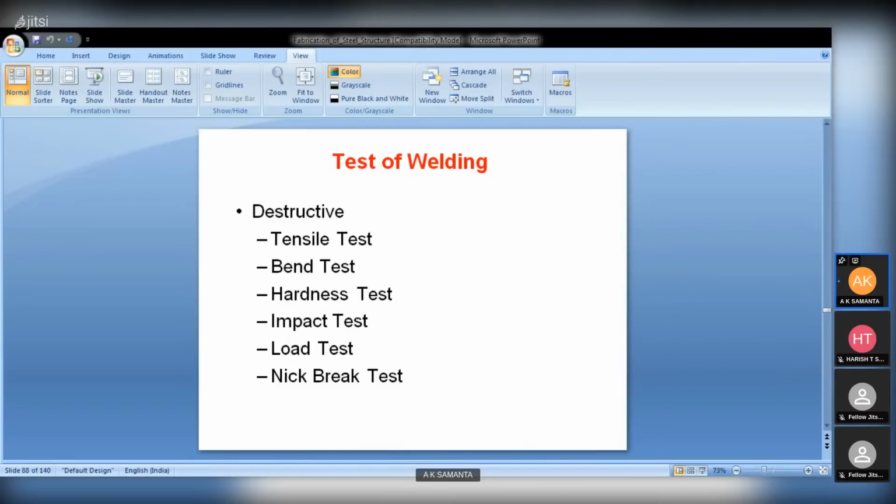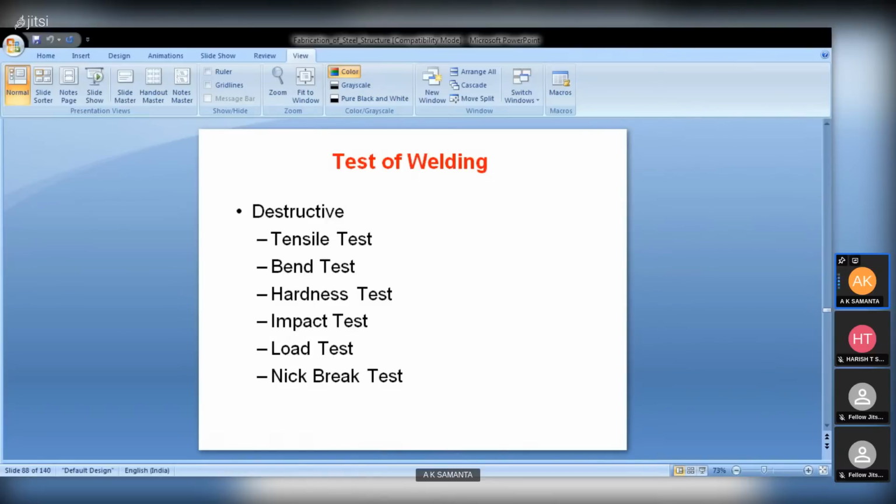So welding has to be stronger than that so that the structure should not fail at the welded portion. And to know that, these destructive tests are there. Tensile test will give us the elongation, yield strength, and maximum tensile strength. And bend test is also of three types: root bend test, face bend test, and side bend test. Three types of bend tests are there.